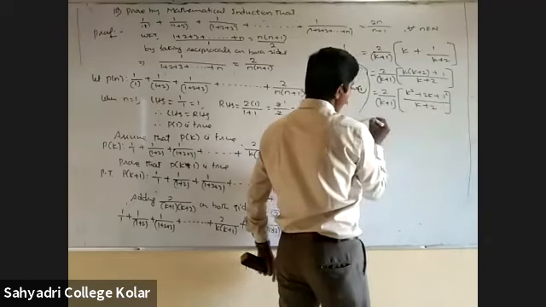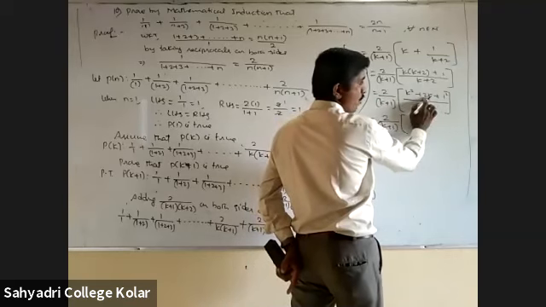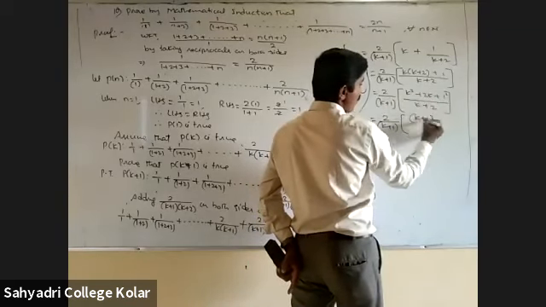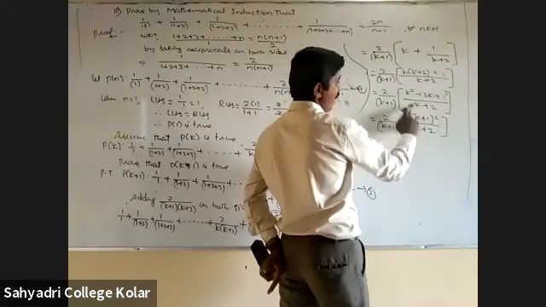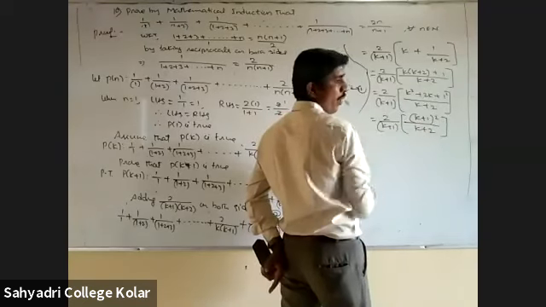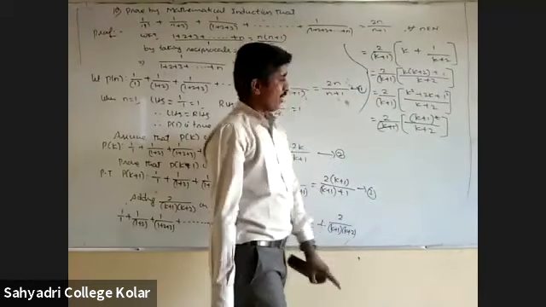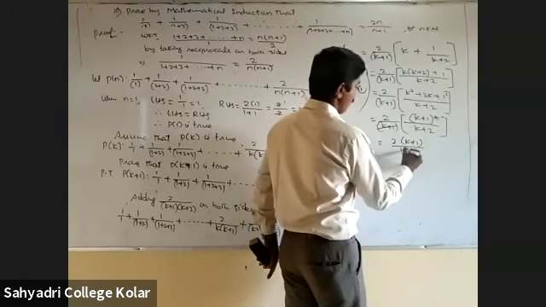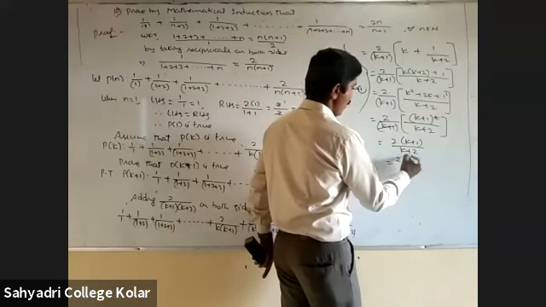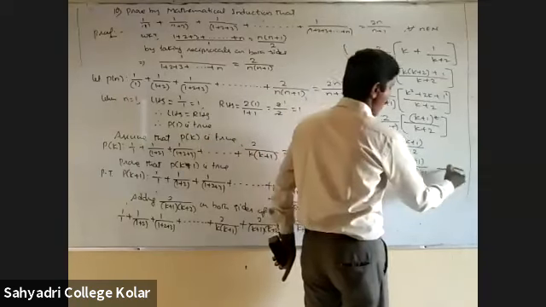Here 1 you can write as 1 square. So 2 by (k plus 1), and a square plus b square plus 2ab is (a plus b) whole square: (k plus 1) whole square divided by (k plus 2). Expand this: k square plus 1 square plus 2 into 1 into k. Got it. Now (k plus 1) square gets cancelled, giving 2 into (k plus 1) divided by (k plus 2). I am writing k plus 2 as (k plus 1) plus 1. Take this as equation 4.